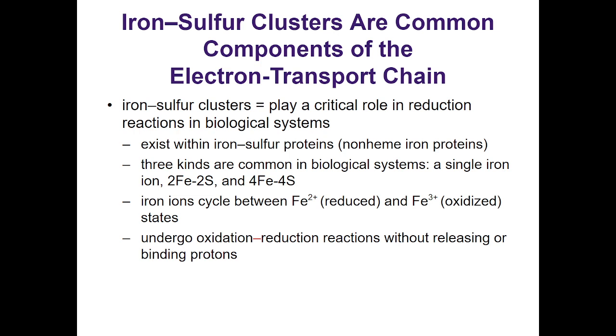Okay. The three kinds that are common in biological systems: you have a single iron atom, so a single iron ion, you have the 2Fe, 2S, and then you have the 4Fe, 4S. Notice what all those have in common. What's the ratio between iron and sulfur? 1 to 1. Yeah. That's why they're the iron-sulfur complexes, and then they're just duplications.